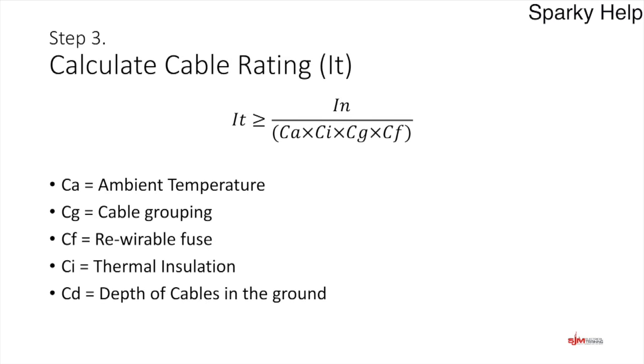I've stuck another one in there because there are others. This is CD, the depth of cables buried in the ground. There are tables on that, and there are correction factors for cables buried in the ground. When you look into it, it talks about whether the cable is in a duct or not in a duct and how deep it is. There are lots of different factors that apply.